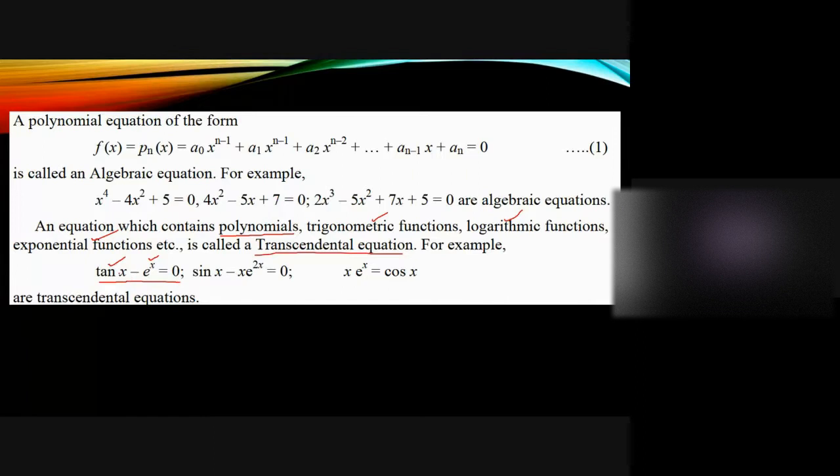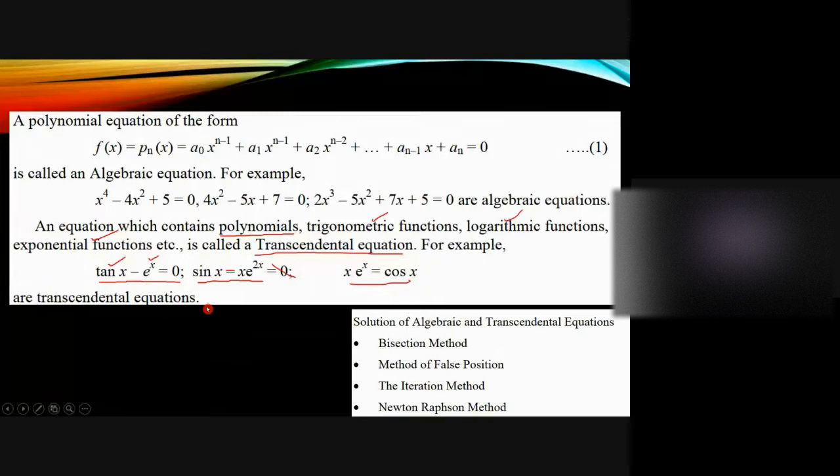You can notice that the x term is there on the left hand side as well as the right hand side, which makes this equation difficult to solve in a simple way. Similarly, sin x minus x into e raised to 2x, if you rearrange it, will be sin x equal to x into e raised to 2x. Similarly, this is already in rearranged form: x into e raised to x is equal to cos x. So this type of equations are called the transcendental equations. So now we are clear with that.